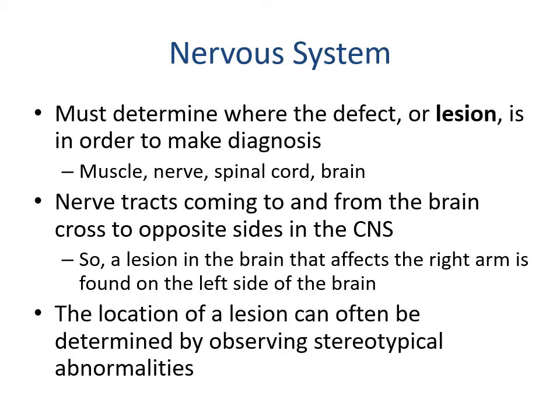So a lesion in the brain that affects the right arm is actually on the left side of the brain, and vice versa. So if there are any problems moving, for example, your right arm, your right leg, your right fingers, that's all the left brain. And if you have problems moving your left leg, your left arm, the left side of your body, that is the right side of your brain. The location of a lesion can often be determined by observing stereotypical abnormalities.